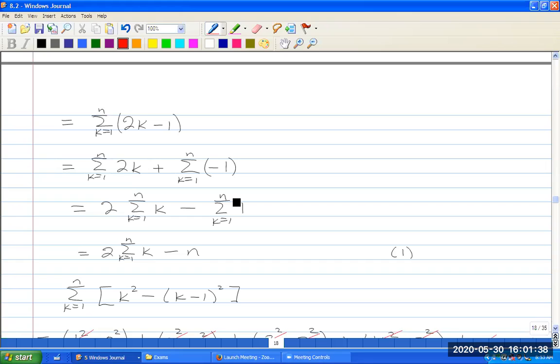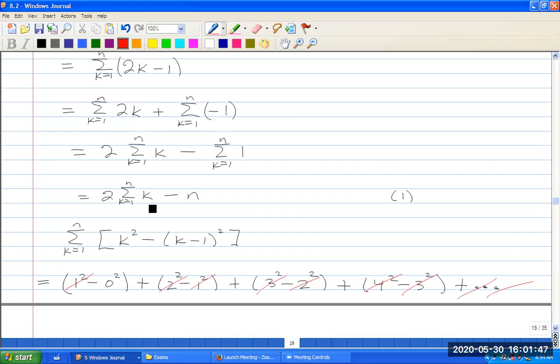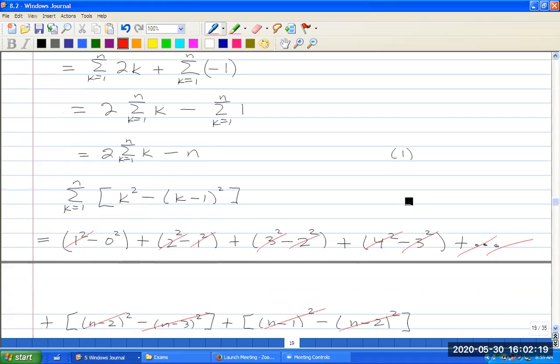I know that the sum k equaling 1 to n of 1 is just n. And so I have determined that the sum k equaling 1 to n of k squared minus k minus 1 quantity squared is just 2 times the sum k equaling 1 to n of k minus n. Now let me try to rederive this in another way. And so, let me call this computation that I've just done equation 1, so I can refer back to it.